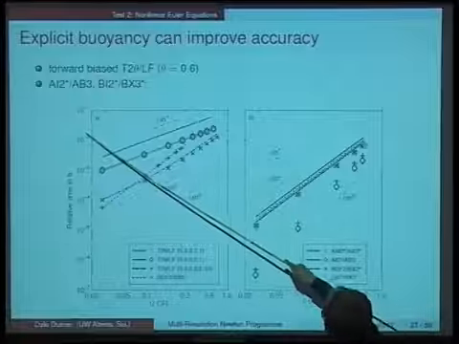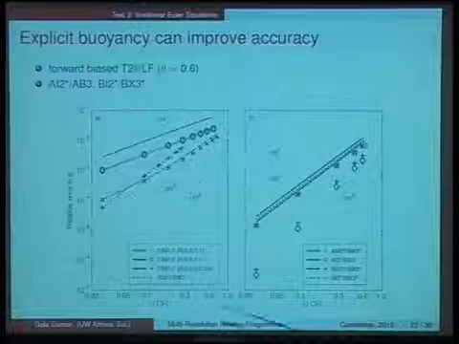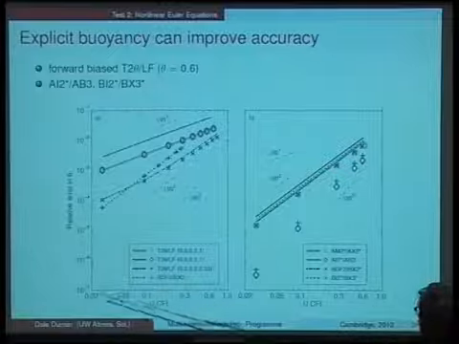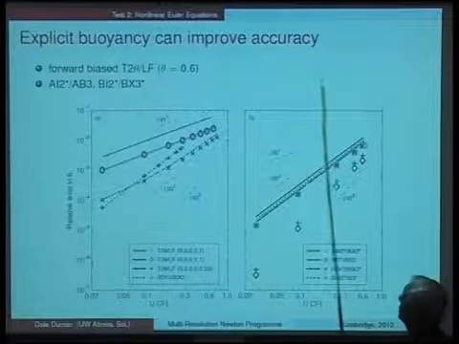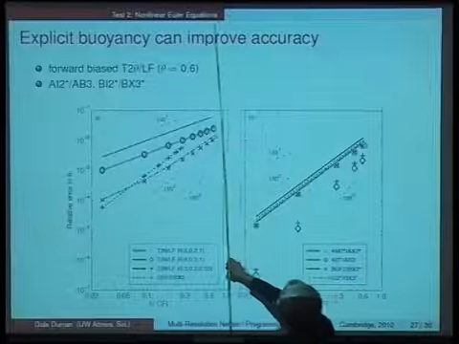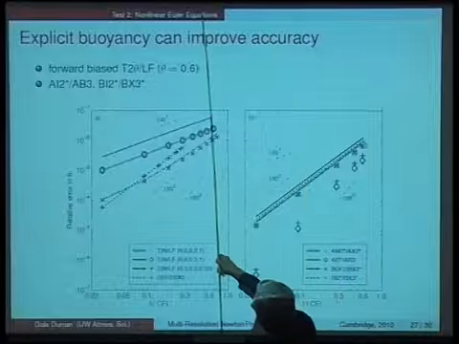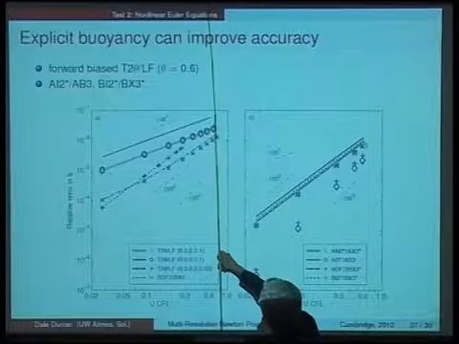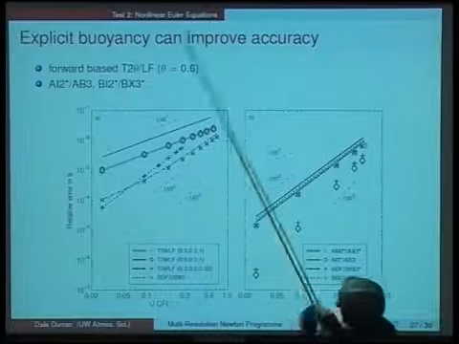Sorry, this is relative error in buoyancy in an RMS sense, and this is the CFL number, and they're both on log scales, so watch out for that later. But you can see, and they terminate at the maximum stable time steps. They terminate for CFL numbers around 0.7, 0.8.